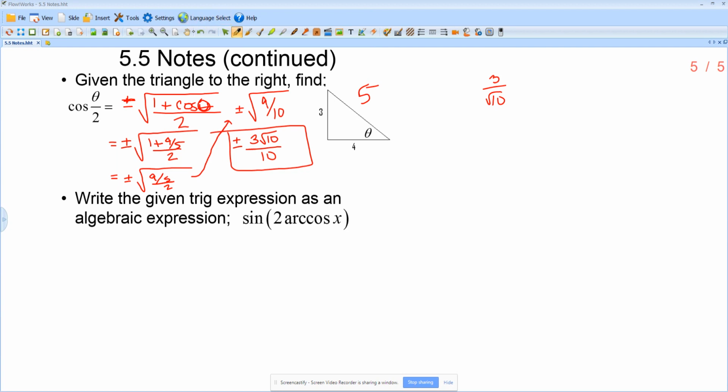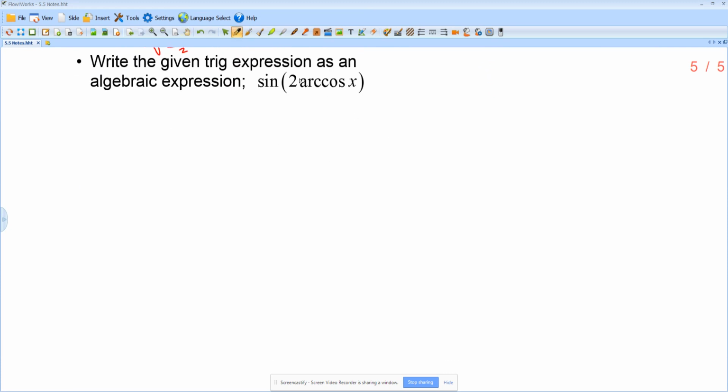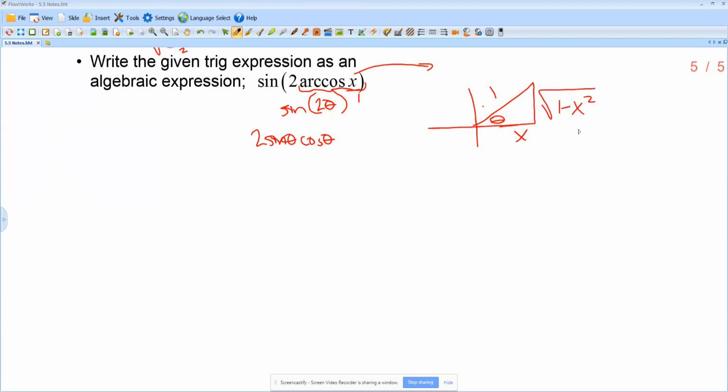And then last, doing a similar type of question, not a half angle, with an expression. If I have the sine of 2 arc cosine x, remember that arc cosine x, the answer to that is really just some angle, theta. So this is asking for the sine of 2 theta, which is the same as 2 sine theta cosine theta. What this arc cosine x helps me do, though, is set up a triangle to represent the scenario. So if this is theta, cosine is x over 1. So this third side is 1 minus x squared, square rooted.